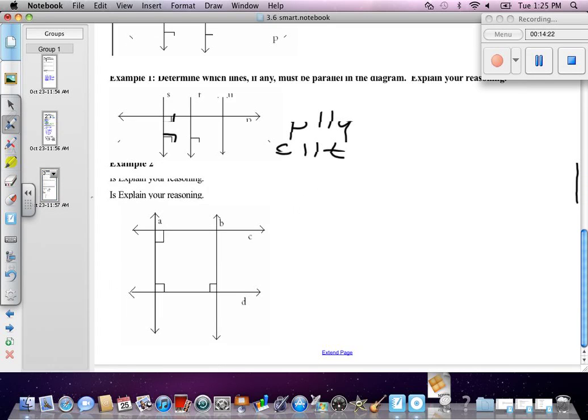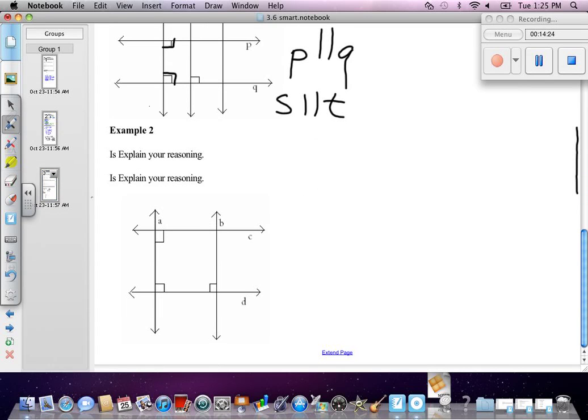Example 2. From this picture, is A parallel to B and C? Yes. Why? Because D is perpendicular to both of them. A is parallel to B, thank you. C would not make any sense. A is parallel to B by Theorem 3.12, lines perpendicular to a transversal.